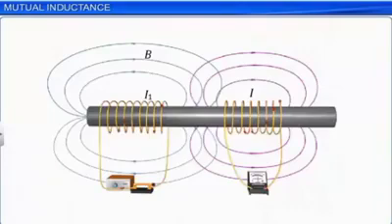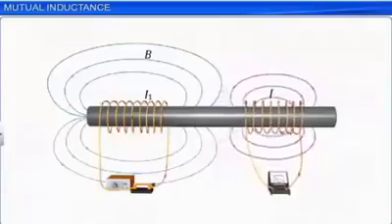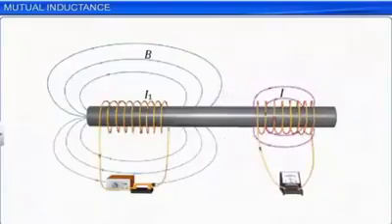When the secondary coil moves away from the primary coil, the magnetic flux through the secondary coil reduces. As a consequence of the decreasing magnetic flux, the current in the secondary coil decreases.